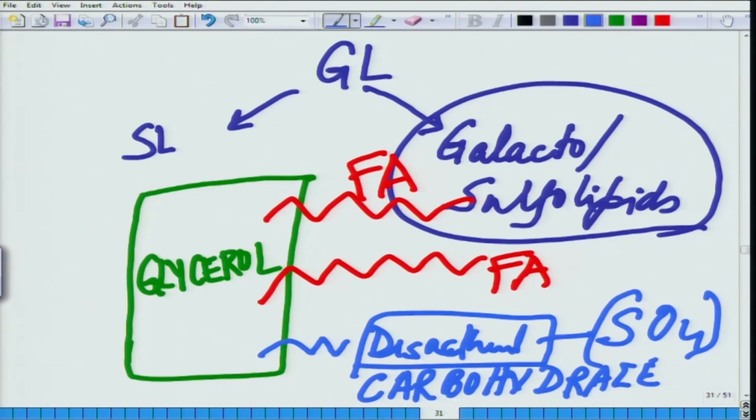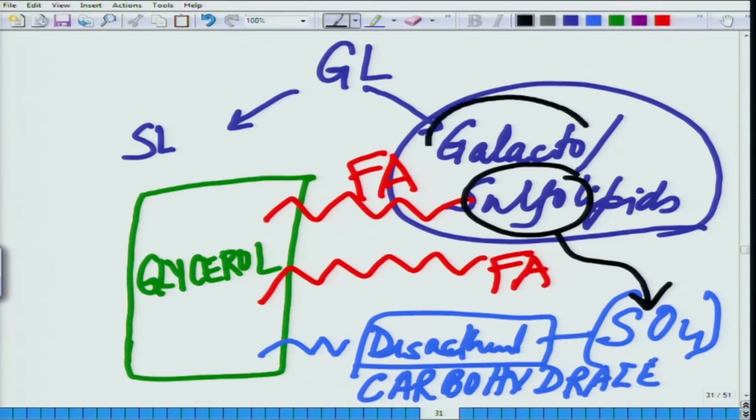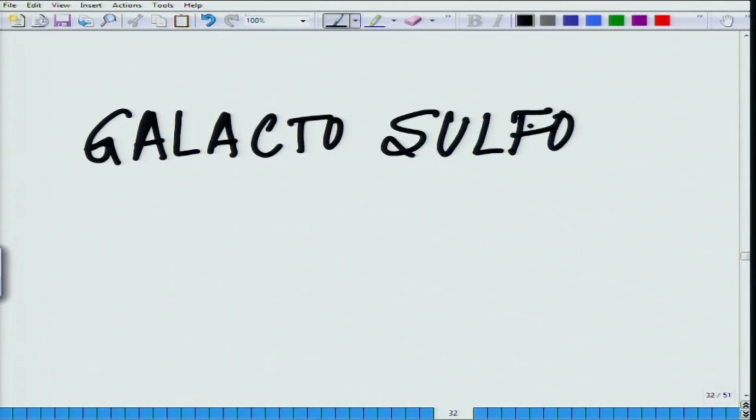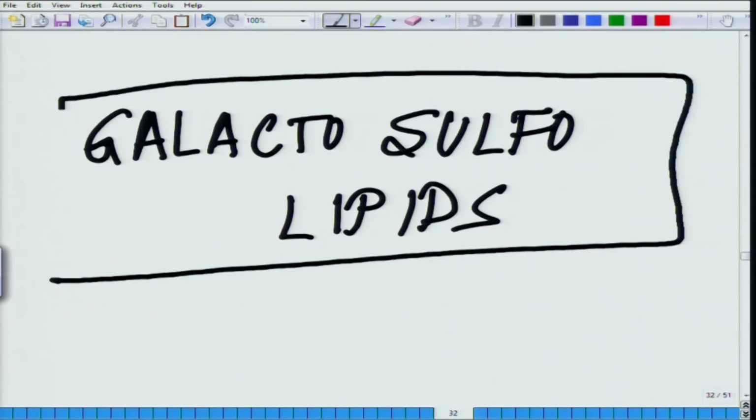So, because of this, here is the sulfo group, here is the galacto group, or mostly the disaccharide, because galactose is a sugar. So, you have the disaccharide here. That is why it got the name galactosulfolipids. So, this is the broad classification of the lipids, which is exceptionally essential for you to understand.